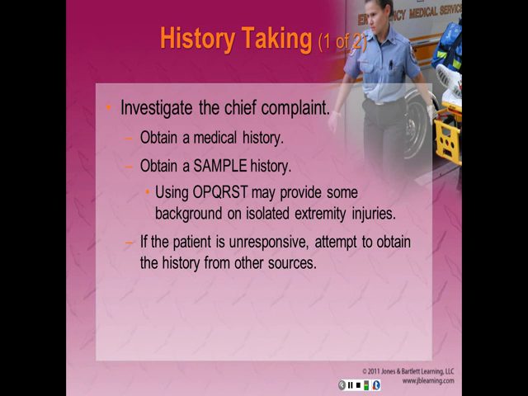Obtain a sample history from your patient and use OPQ-RST, as this may provide some background on isolated extremity injuries. Any information you receive will be valuable if the patient becomes unconscious. If the patient is unresponsive, attempt to obtain your history from other sources, such as friends or family members, bystanders, medical alert jewelry, or cards and wallets.